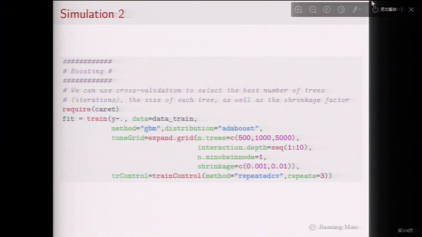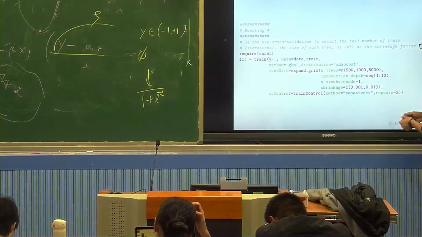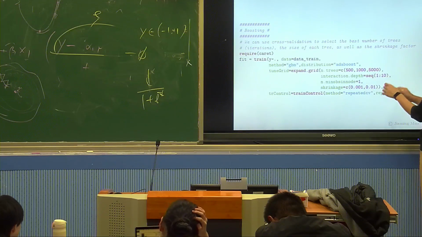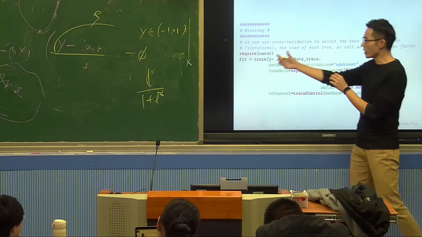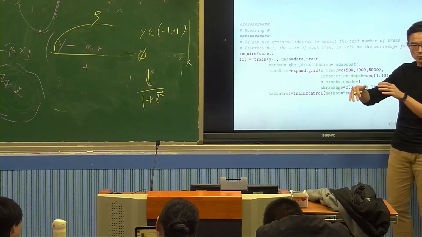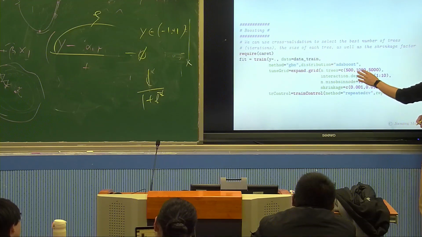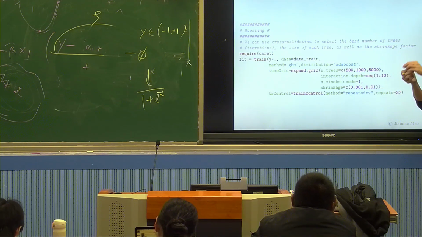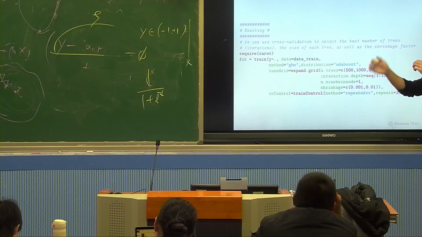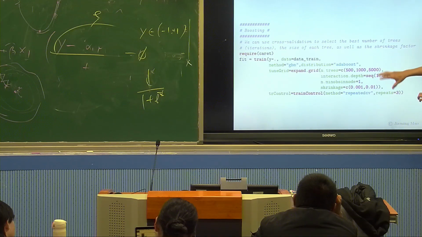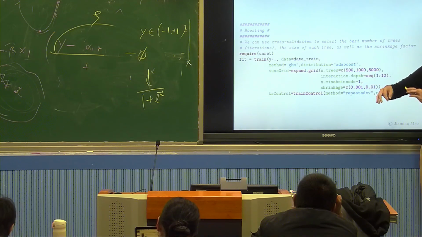And finally, we do boosting. Here I'm showing you how to tune it, because I'm using the train function from the caret package that automatically will help you do cross validation to find the best value. So here I want this function to try 500 trees, 1,000 trees, 5,000 trees, and interaction depth, meaning the depth of each tree, from 1 to 10. I wanted to try all of them, and the shrinkage either 0.01 or 0.1. So I want the function to automatically try all the different combinations of these things and use cross validation to find the optimal point.